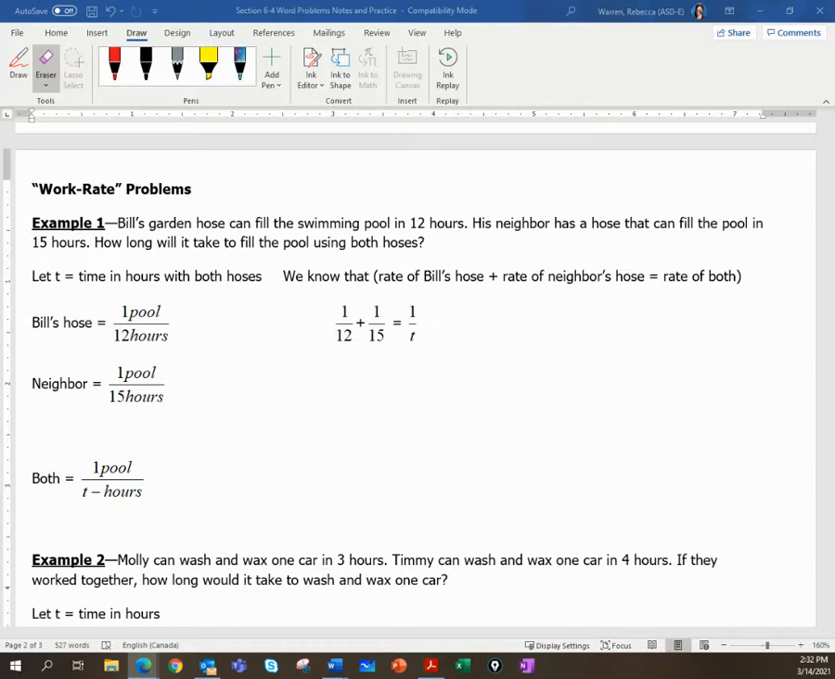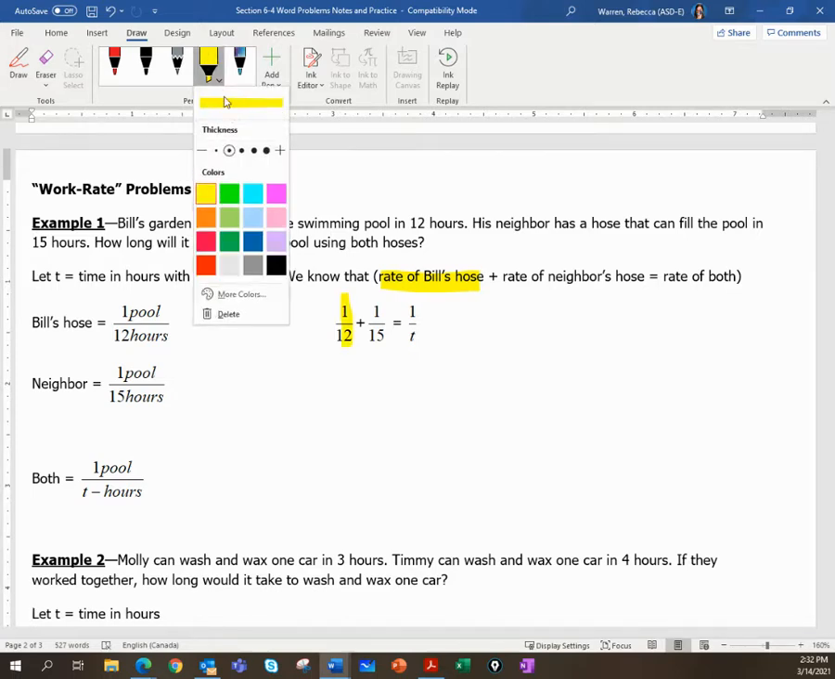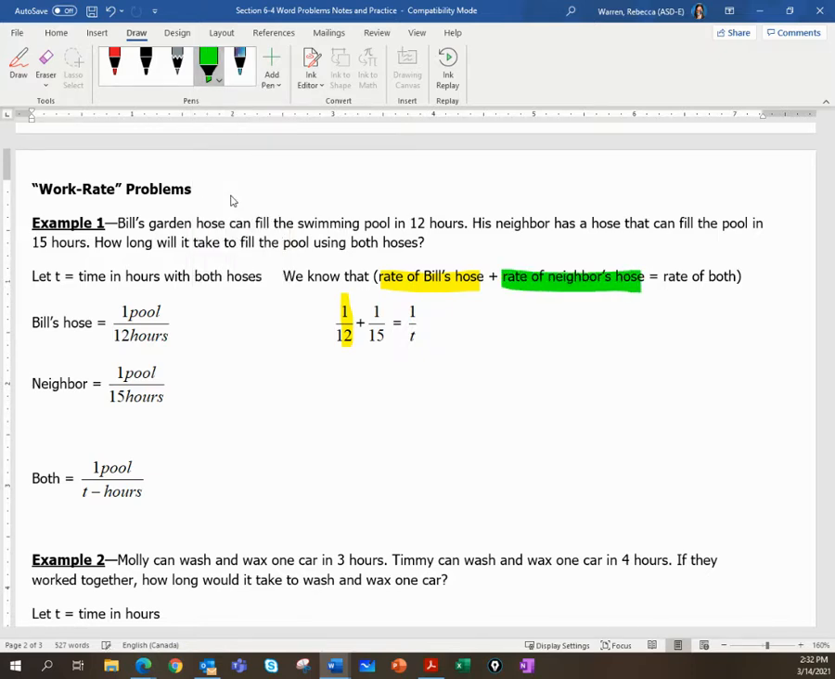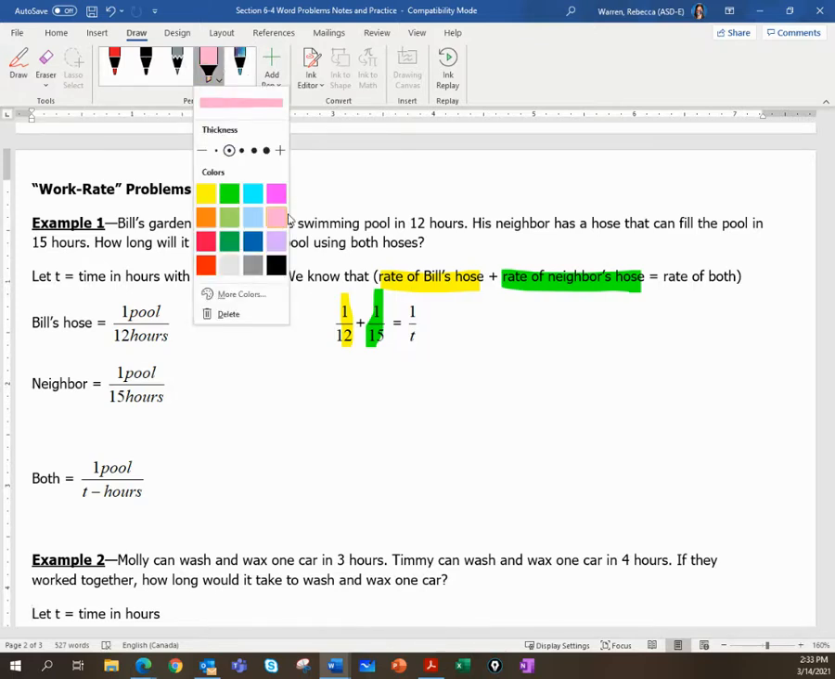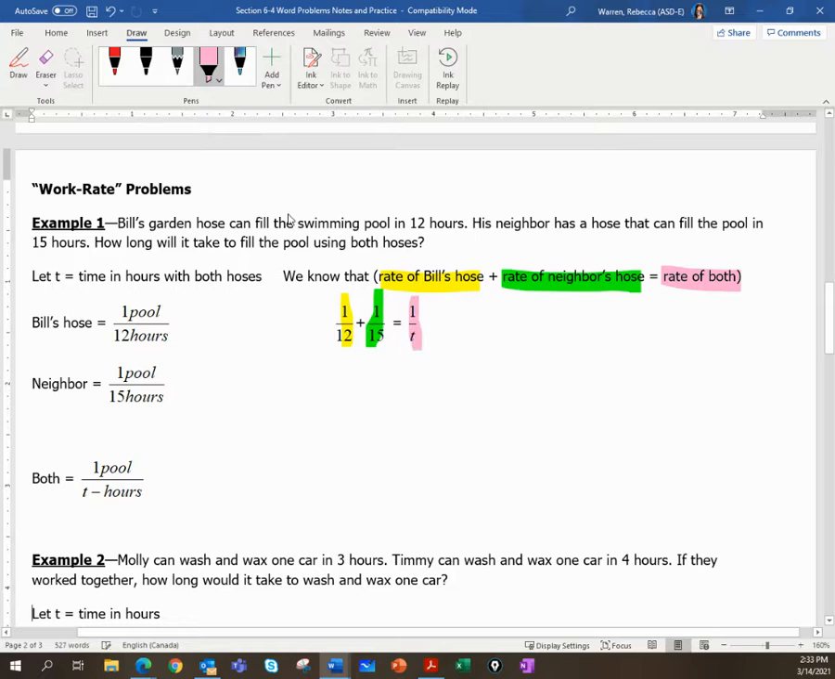And then basically our equation is explained out right here. So the rate of Bill's hose, that's our 1/12, plus the rate of his neighbor's hose, that's our 1/15, is equal to the rate of both. And that's our 1/T. And that should make sense. When both hoses are working together, it would equal the time for both hoses. And that's pretty much it. So I don't think I'll go over that one in much more detail.